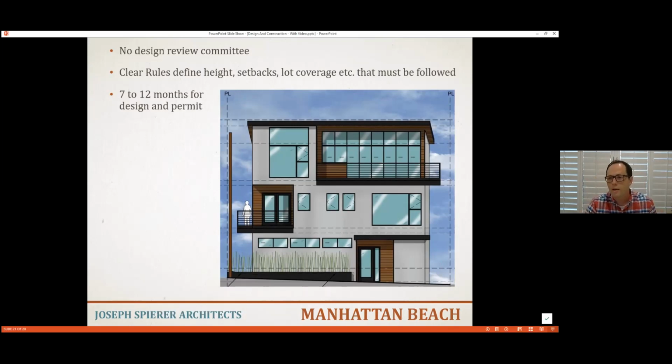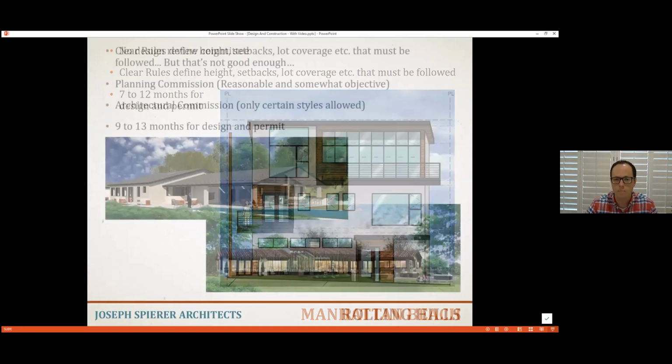can do whatever you want, as can be seen by that pink emoji house that still is pink and has not been converted back. You really can do whatever it is that you want to do from an aesthetic standpoint and from a size standpoint, as long as it fits within those written parameters. So complicated but clear rules that have to be followed, but no neighbor can tell you not to do something. And it's relatively quick. Manhattan Beach, 7 to 12 months for design and permit, 2 or 3 months for design, depending on the complexity of what we're doing, and then the rest for permitting.